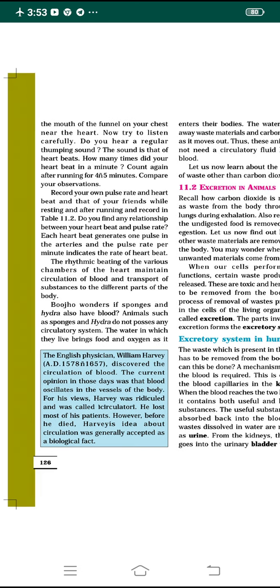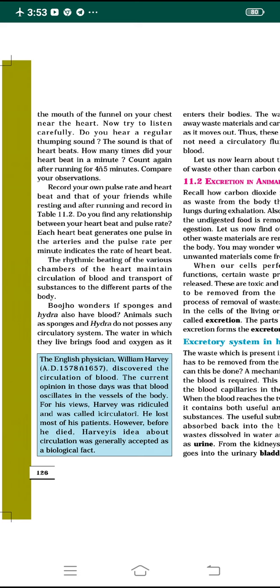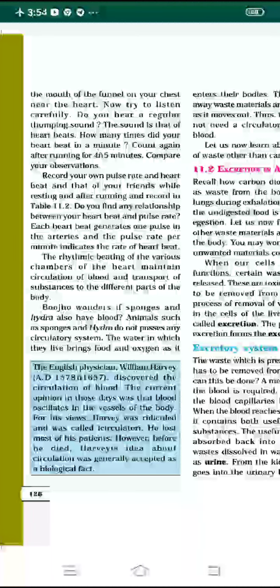A question may arise in your mind: what is the difference between pulse rate and heartbeat? They almost look the same, but there is a little difference. You can record the pulse rate as well as the heartbeat of yourself and your friends at rest, and even after running for some time, and put the observations in table 11.2. Do you find any relationship between the heartbeat and pulse rate after recording those observations? Yes, of course. Here, information is given regarding that.